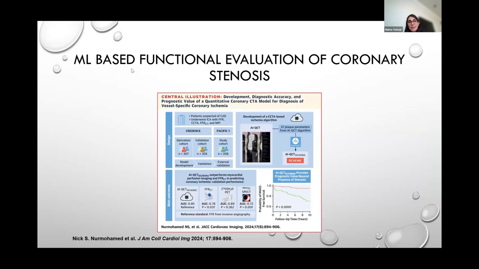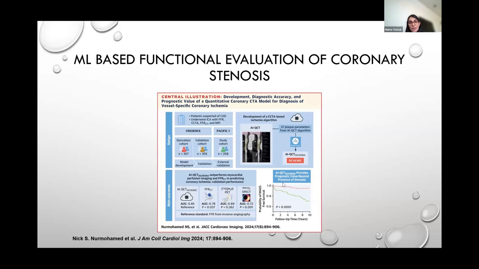And this is a study that looked at a machine learning model that used 37 plaque parameters that were generated from the deep learning model that we just talked about that looked at plaque quantification and stenosis severity. So it took 37 of those parameters and plugged them into a machine learning model. And the output was a binary, yes, presence of ischemia, or no, absence of ischemia.